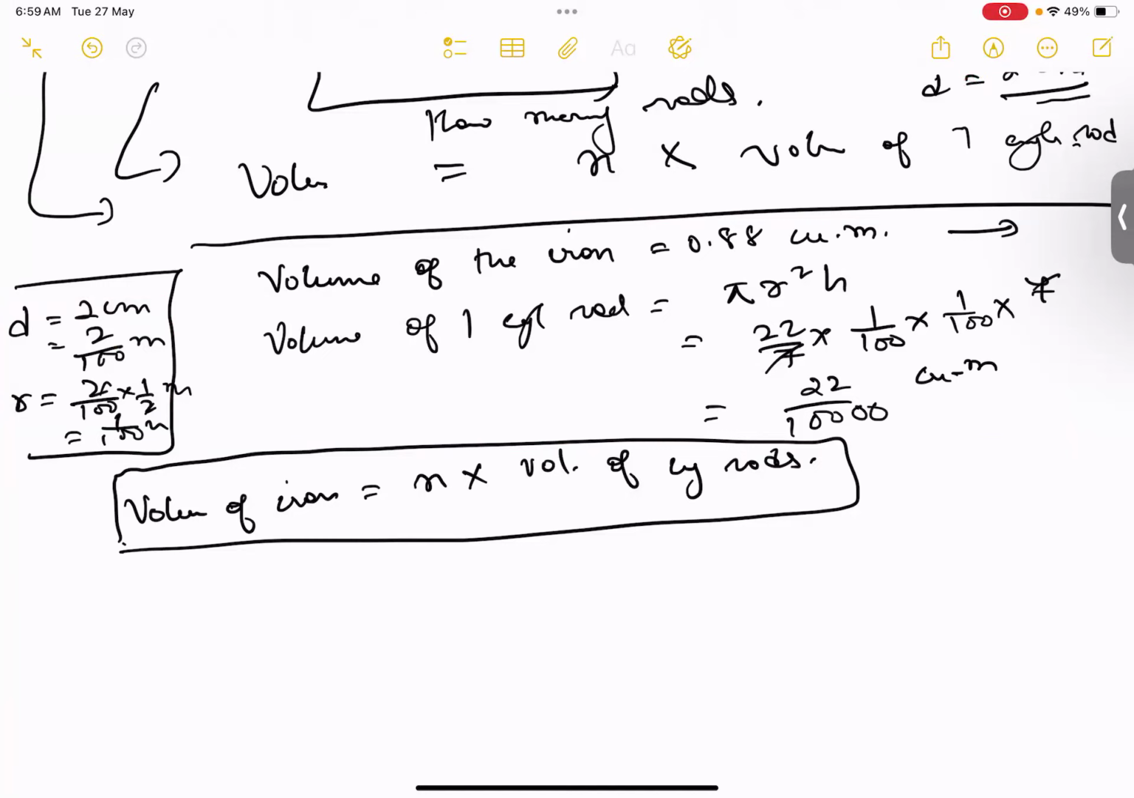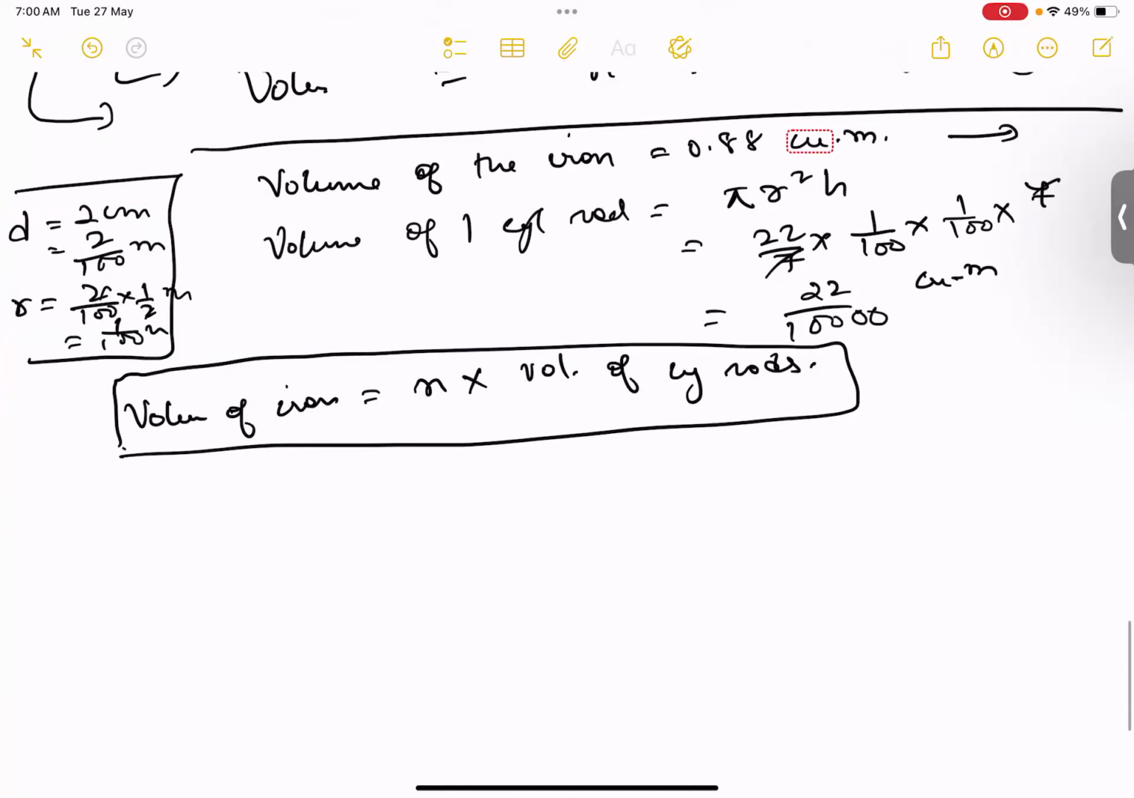Hello? Yes, sir. Yeah, you got it now, because see, we are using the given quantity of iron to make a number of cylindrical rods. We just have to know how many cylindrical rods can be formed out of that iron, okay?